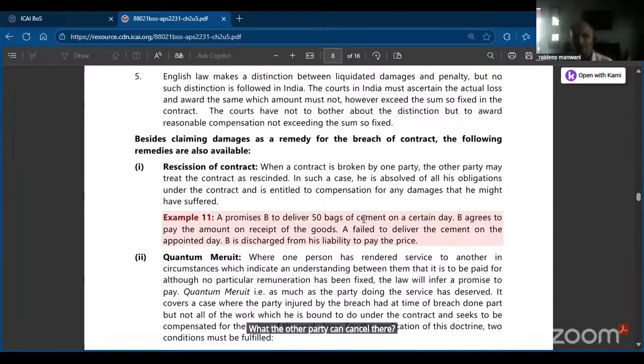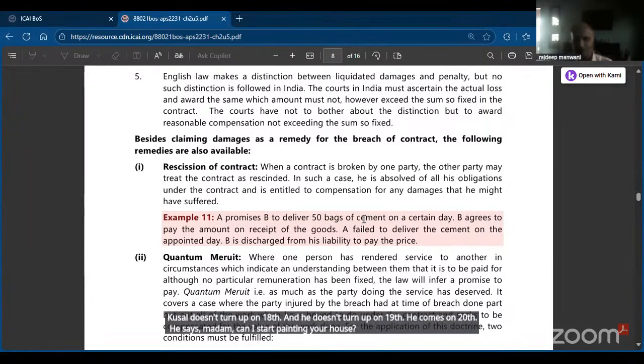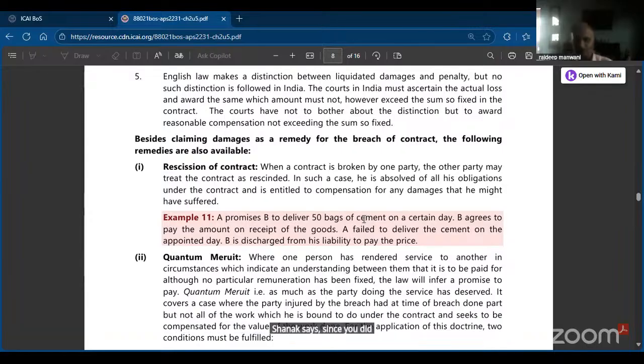So let's say Sana appointed Kushal to paint her house. Now Kushal did not turn up on the date. She told him, I want my house to be painted before Diwali, so I want you to come on 18th and 19th and paint my house. Kushal doesn't turn up on 18th and he doesn't turn up on 19th. He comes on 20th. He says, Madam, can I start painting your house? Sana says, since you did not turn up, there was a breach of contract. I want to cancel the contract.